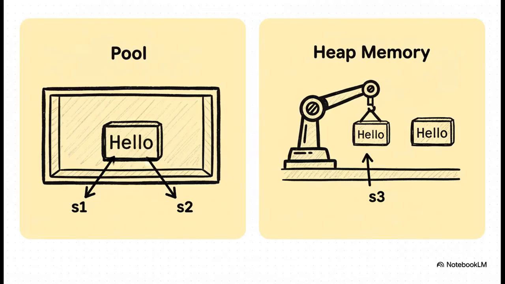The string pool is where our literals S1 and S2 ended up. When S1 was created, hello was put in the pool. When S2 came along, Java just pointed it to that same object. Simple. The heap, on the other hand, is the general-purpose playground for all new objects. So when we used new String hello, we were basically shouting at Java, hey, ignore the pool. I don't care if you have one already. Build me a brand new object on the heap right now.